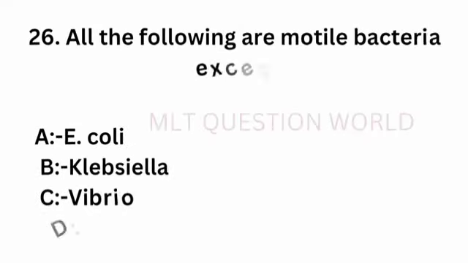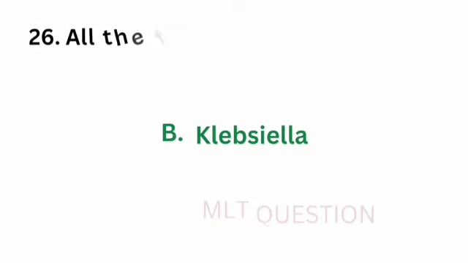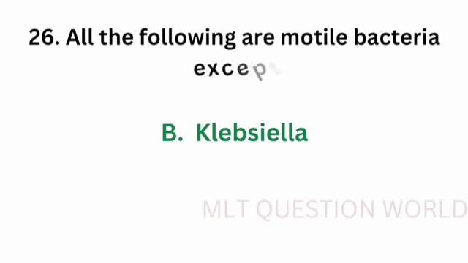Question number 26. All of the following are motile bacteria except option A, Escherichia coli, option B, Klebsiella, option C, Vibrio, option D, Proteus. Which of the following is a non-motile bacteria? The correct answer is option B, Klebsiella. Klebsiella is a non-motile bacteria. All the others are motile.